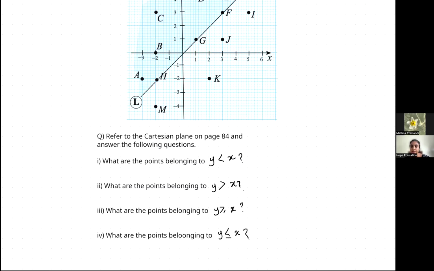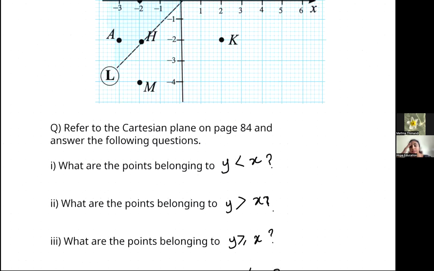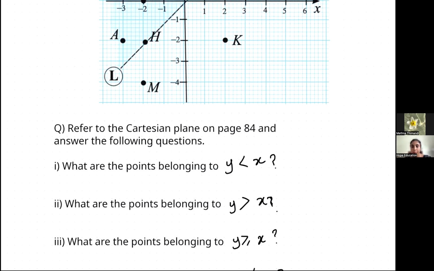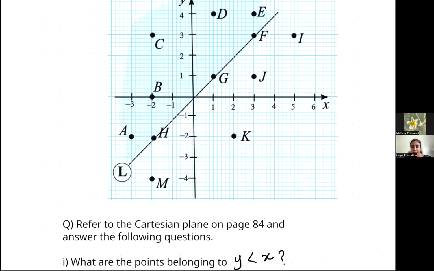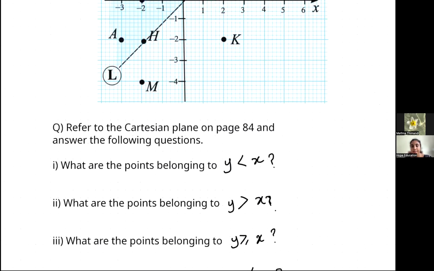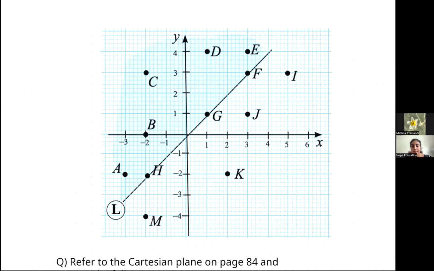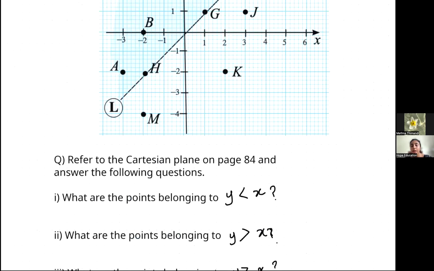Done, teacher. Okay. Let's see. What are the points belonging to y is less than x? What did you write for this? I, J, K, M. Yes, I, J, K, M. Correct. Y is greater than x. A, B, C, D, E. Okay, y is greater than or equal to x.